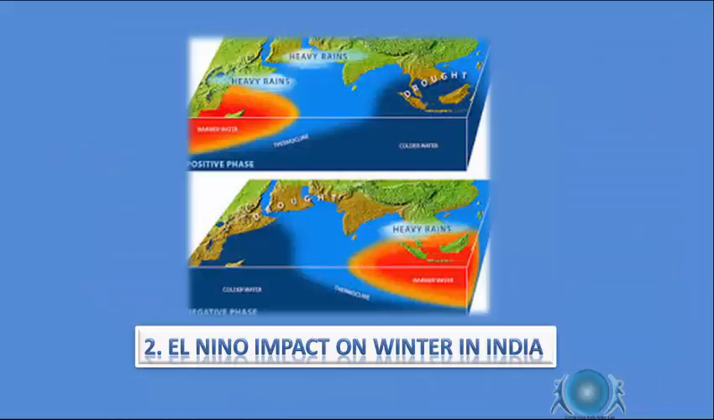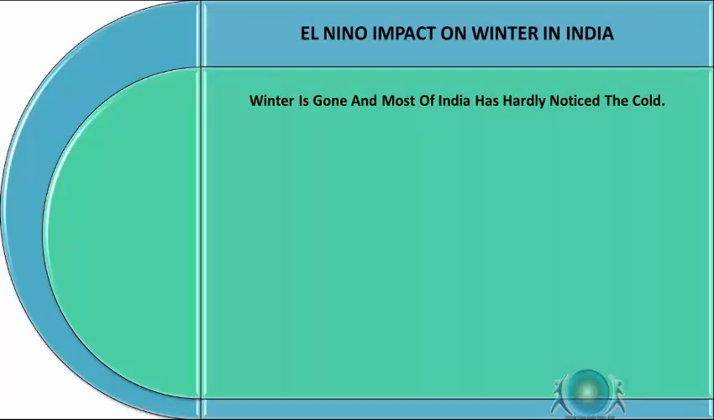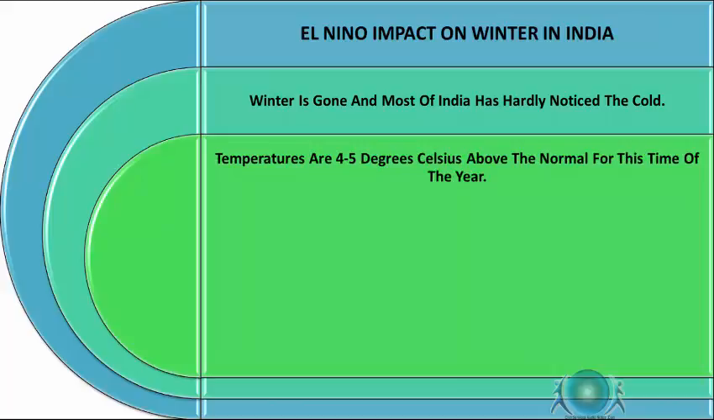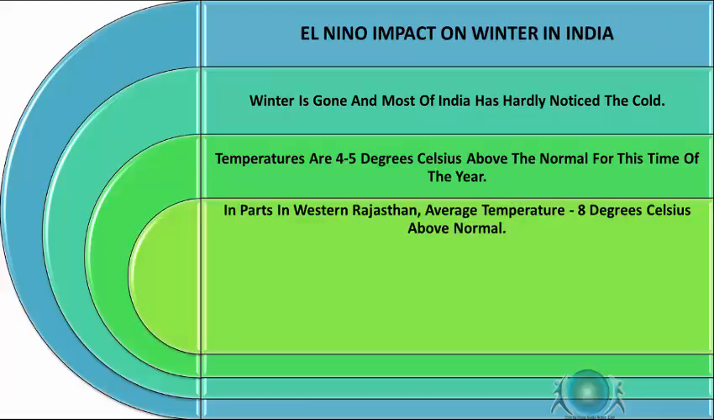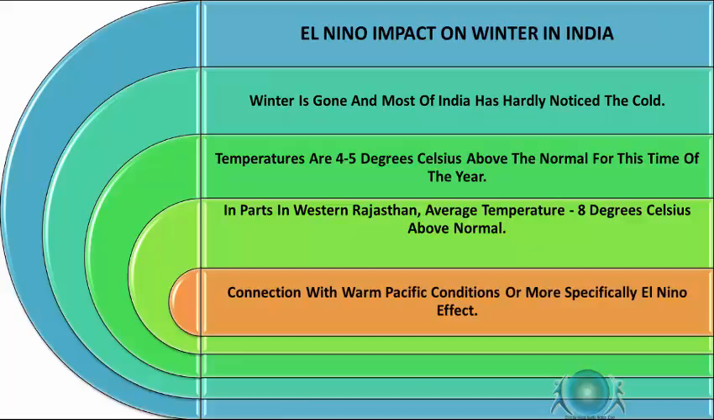Now let us move on to the second topic, that is the El Nino impact on winter in India. More than half the winter is gone now, and most of India has hardly even noticed the cold temperatures of 4 to 5 degrees, especially this year. In parts of western Rajasthan, the average temperature was 8 degrees Celsius above normal. Scientists now have established a connection between the warm Pacific conditions, or more specifically the El Nino effect, and the weather pattern that is happening in India, especially in the winter.